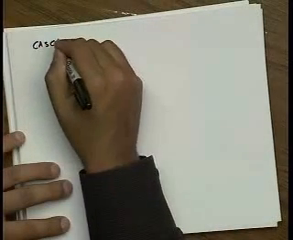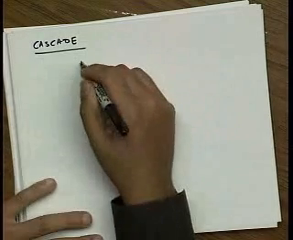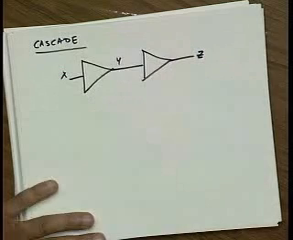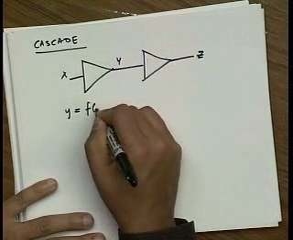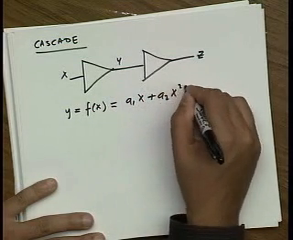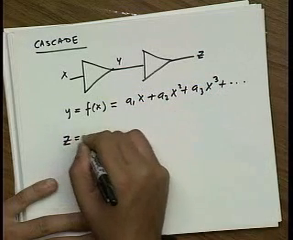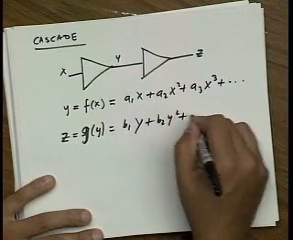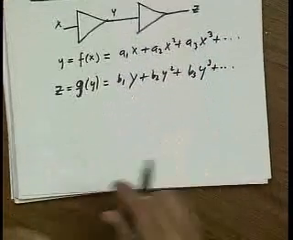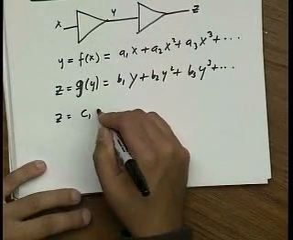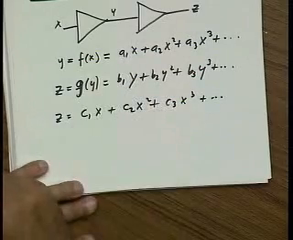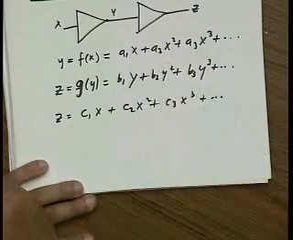Okay. Well, the other important trick is cascading. And this is actually a very practical situation. It's very common that you'll take, let's say, one amplifier and cascade it with another, right? So let's say that y is some nonlinear function of x, which again we Taylor series expand. And z is likewise, let's say, another function g of y, which we can call b1y plus b2y squared plus b3y cubed. What we're really interested in is z, let's say z equals c1 x plus c2 x squared plus c3 x cubed. Okay? So if I cascade these two systems, and I know the individual Taylor series expansions, what's the overall Taylor series expansion?